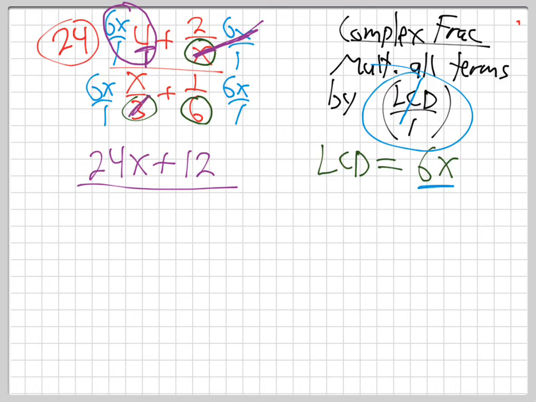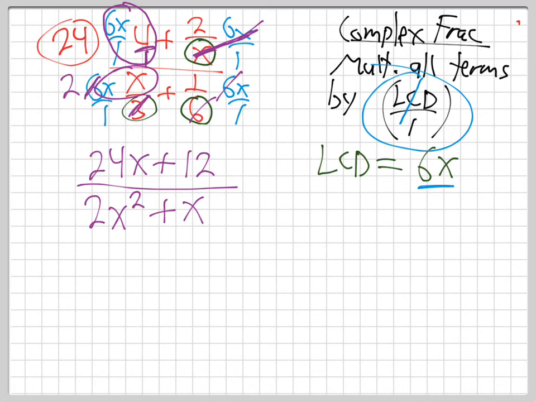Over here, 3 goes into 6 2 times, and x times x gives x squared. So 2x squared. Plus, these 6's cancel, x. We good so far? Make sense that you're tracking with all that canceling?